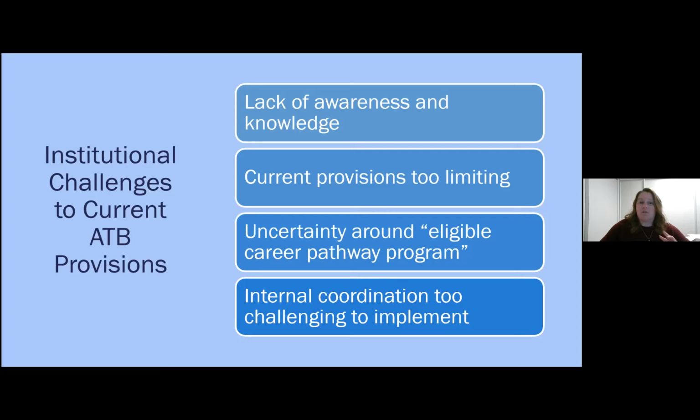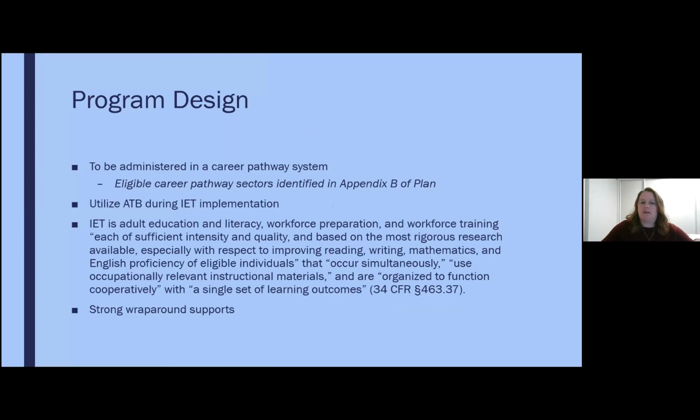The program design. It has to be administered in a career pathway system. And in Appendix B, we list out those eligible career pathways. The ideal thing is that ability to benefit would be used during IET implementation, because the goal of an IET or ICAPS in Illinois is that students do not have their high school diploma yet, but they are working on earning college credit. So if we can use ability to benefit to help pay for some of those courses and that tuition, that's going to help the student.